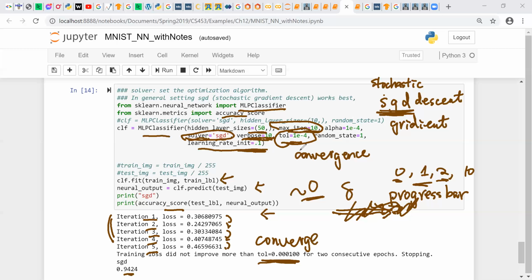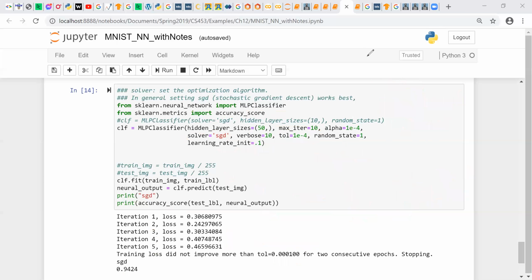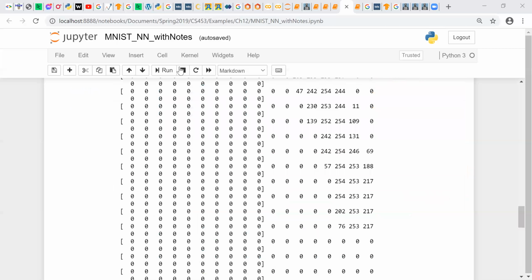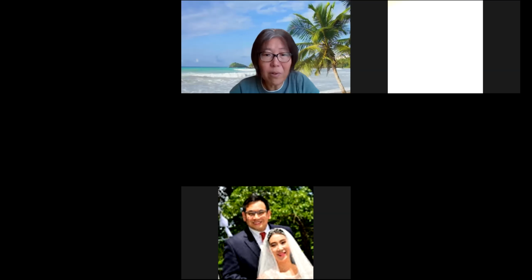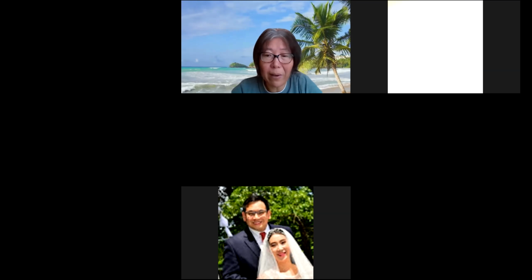Convergence is a threshold. You define it: at this level of error, I'm going to stop. So the convergence threshold was already reached, so that's why it stops. That's this concept, that's this example. So basically we are done with the multi-layer neural network example.